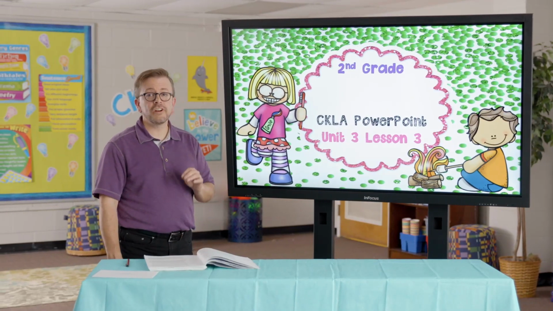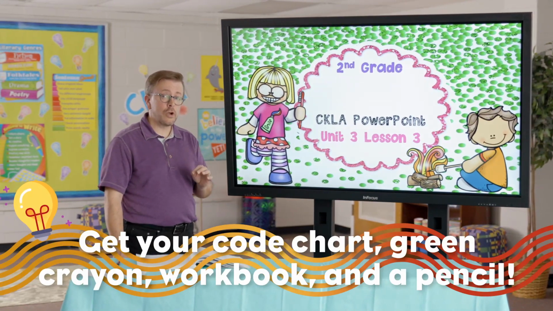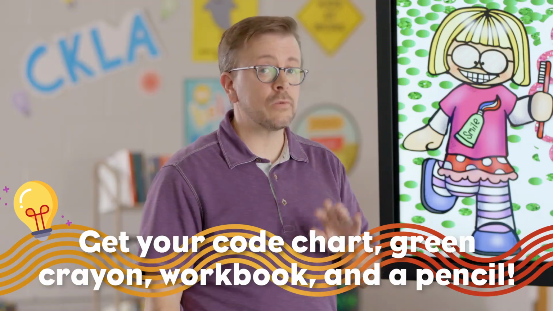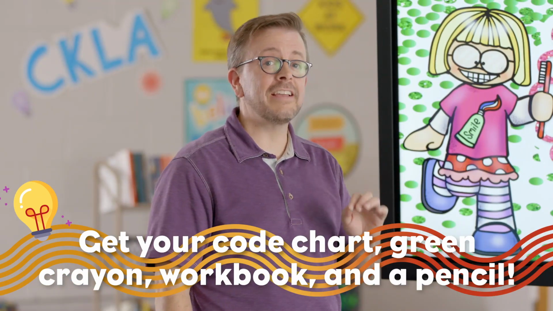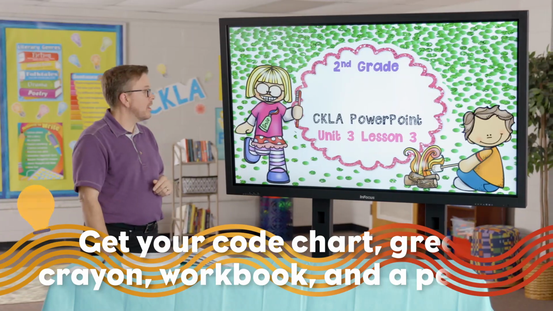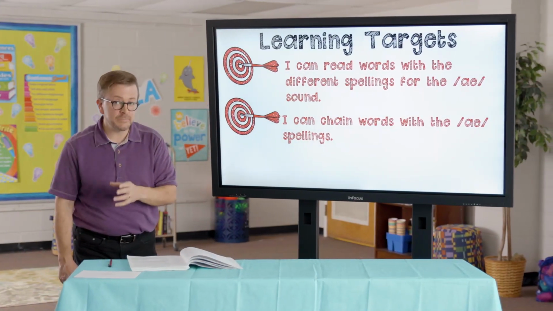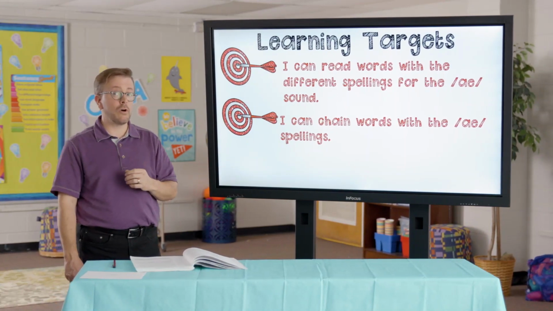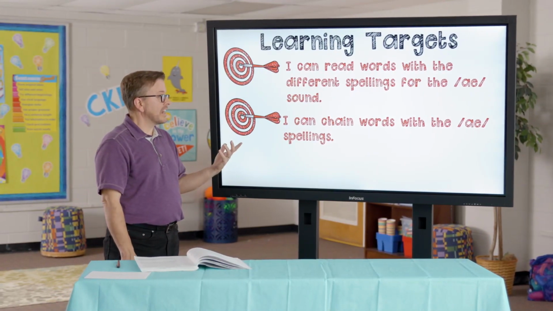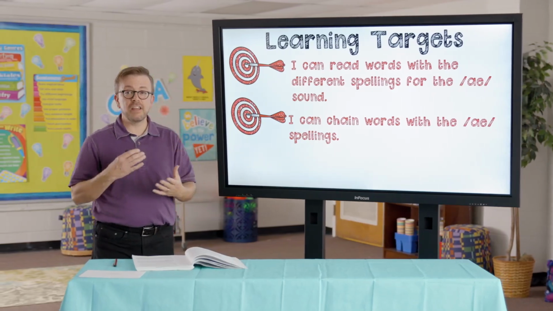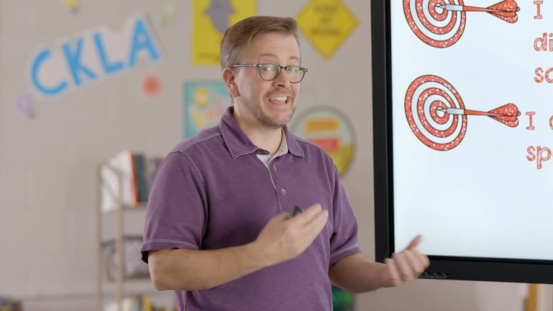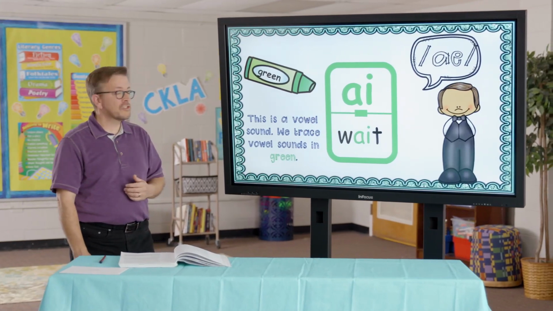Okay, boys and girls, so what you're going to need today is your individual code chart and that green crayon, because we are going to add a new long A sound. All right, so our learning target is to be able to read words with that different A spelling sound that we've been working with all week. So I can chain words with this A spelling because we're going to be looking at some chaining, and we're going to really think about how this A sound affects our words when we change the beginning and the end.